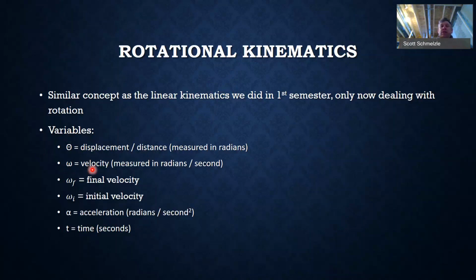Omega, remember, that's our angular velocity measured in radians per second. Omega final, or omega f, is our final angular velocity here. Omega i, that's our initial angular velocity. Alpha, that's our acceleration in radians per second squared. Now, to be fair, I'm not going to mess with you on this one. On the velocity one, I may put in there revolutions per minute or something like that. Remember, to convert revolutions per minute to radians per second, multiply by 2 pi, divide by 60, okay? Time is in seconds. That's a pretty standard one for us, all right?